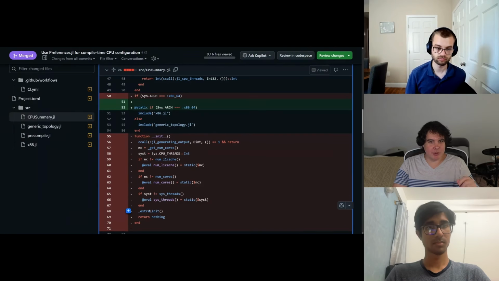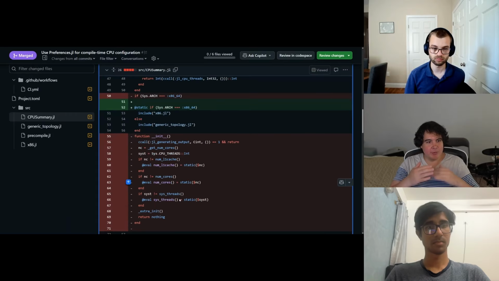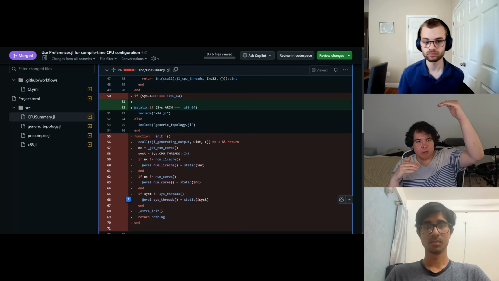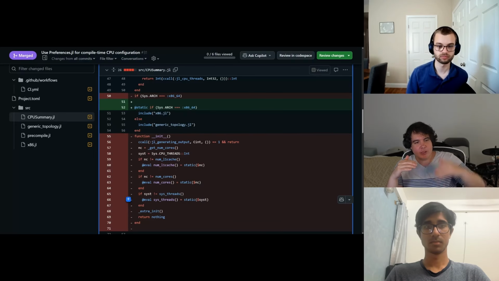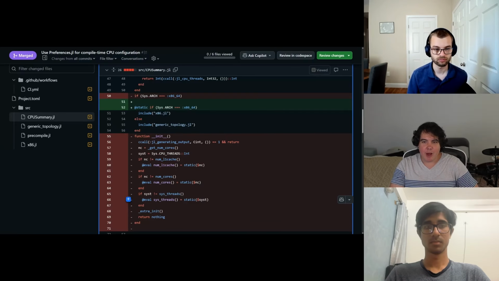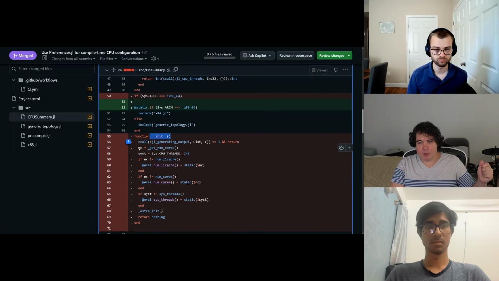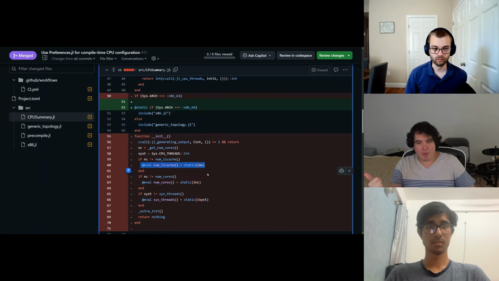So what is CPUSummary? It's the bottom library to things like LoopVectorization.jl, finding out all the details about your CPU, so that everything can statically specialize on it, right? The way that it worked before is that during init time, it would eval in what all the constants are, like, oh, what is the size of your L1 cache, or how many cores do you have, and all this, right?